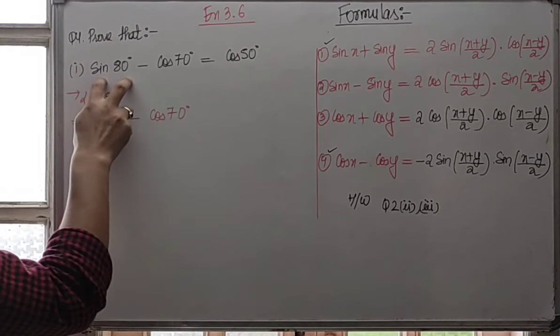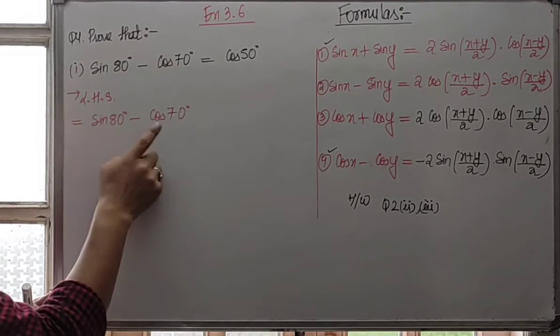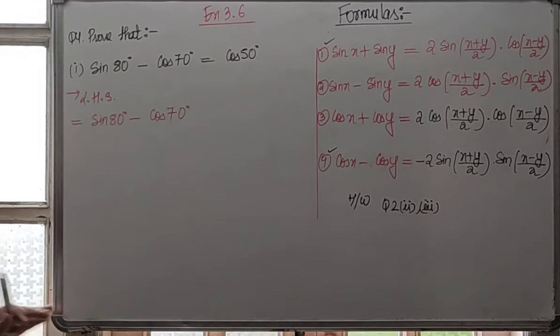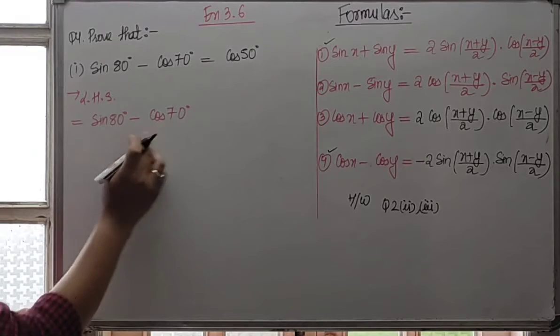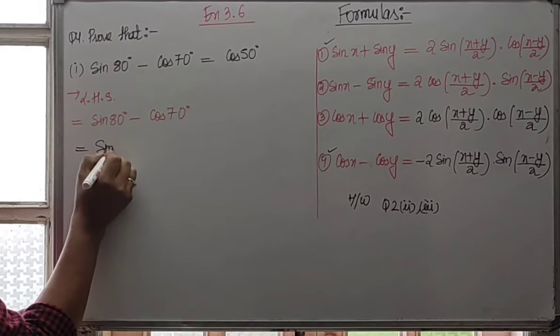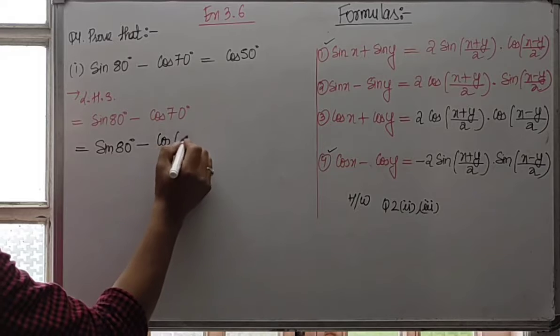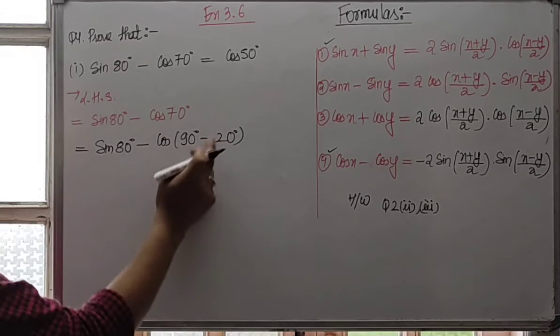We have sine 80 minus cos 70. Since we have sine and cos, but we don't have any formula which has both sine and cos, what we can do here is change this cos to sine by using 90 minus 20. Keep sine 80 as it is, but cos 70 you can write as cos of 90 minus 20, isn't it? 70 is 90 minus 20.